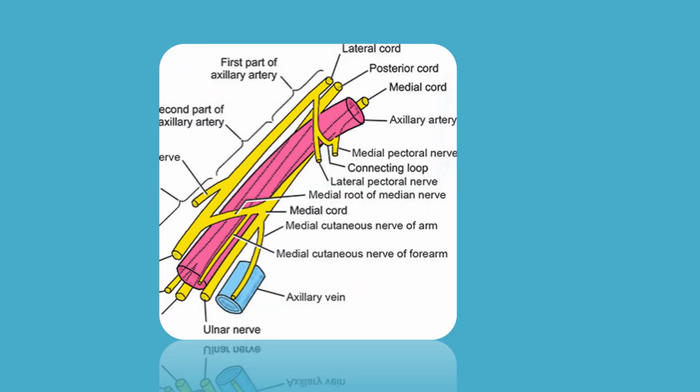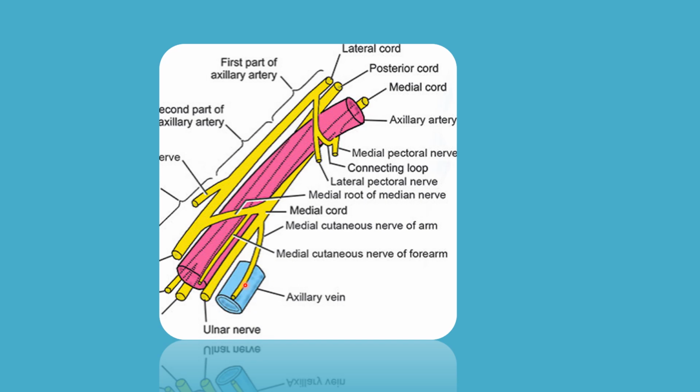Now coming to the relations of the axillary artery. This is the first part of the axillary artery. It has anterior, posterior, medial and lateral relations. Anterior relations are the skin, superficial fascia, pectoralis major, clavipectoral fascia, and then the loop of communication between the lateral and medial pectoral nerves, and it is crossed by the cephalic vein.